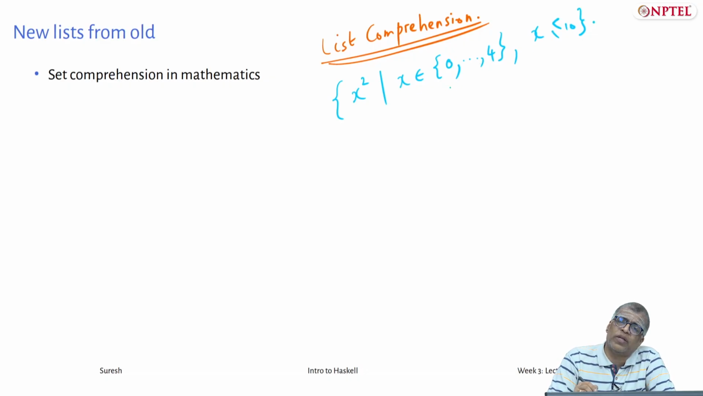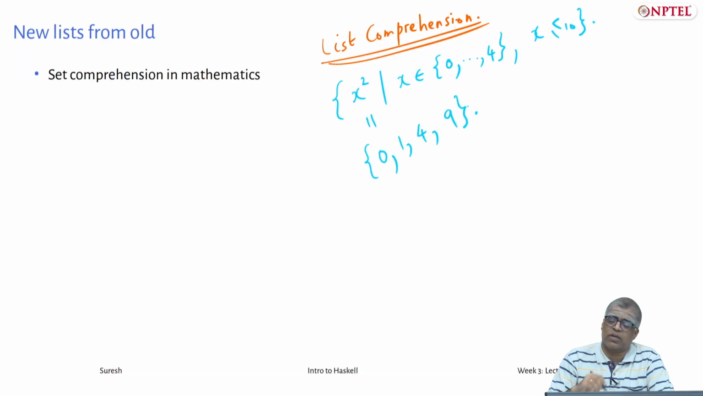x is 0 to 4 means 0, 1, 2, 3, 4, and x squared means 0, 1, 4, 9, 16. And if I only want to list out those things that are less than or equal to 10, I will actually get the set 0, 1, 4, 9. That's it.